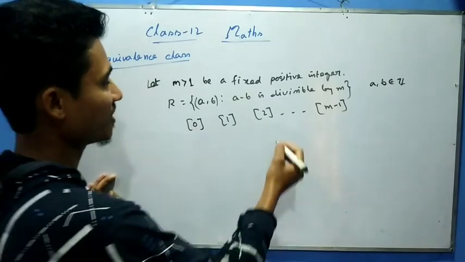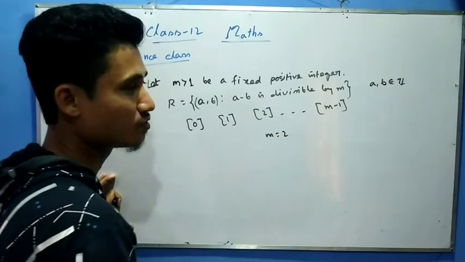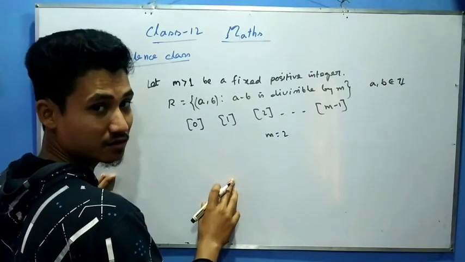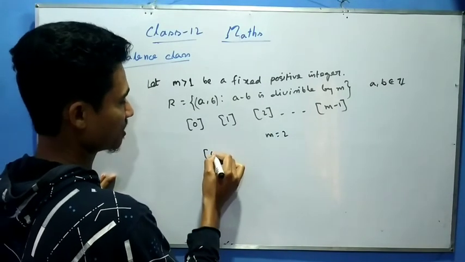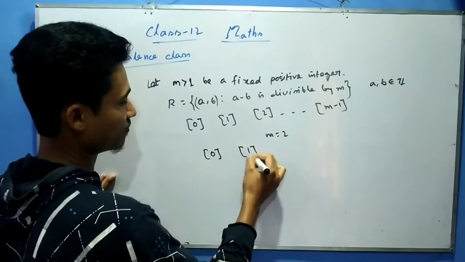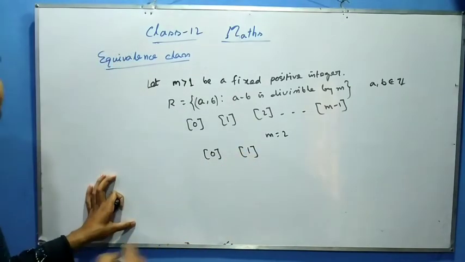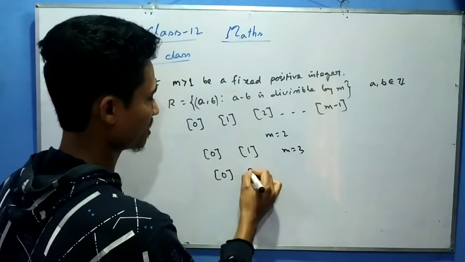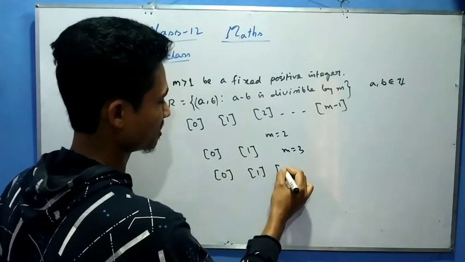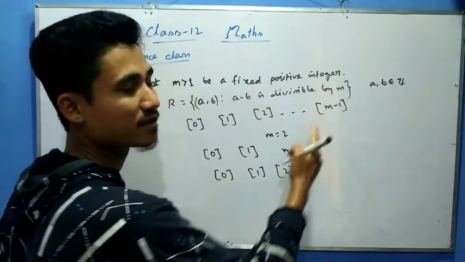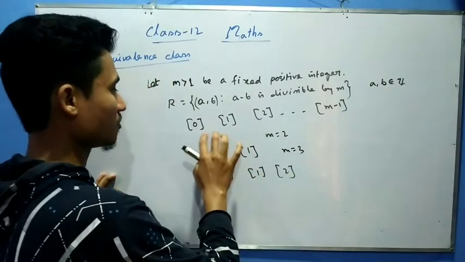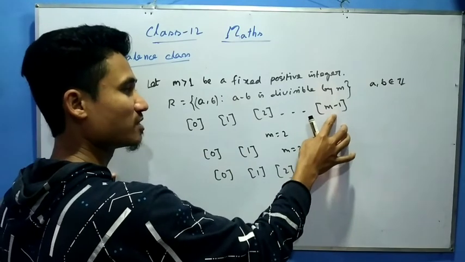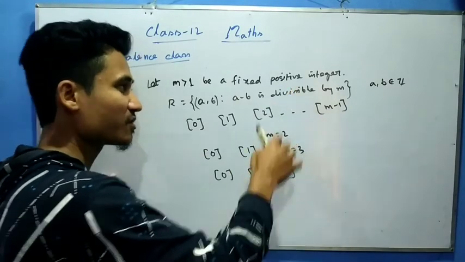If I take m equal to 2, then the equivalence class of 0 and the equivalence class of 1, these two distinct classes are there. If I put m equal to 3, then the equivalence class of 0, the equivalence class of 1, then the equivalence class of 2, because it goes up to m minus 1. We start from 0 and go up to m minus 1. So try to remember this.